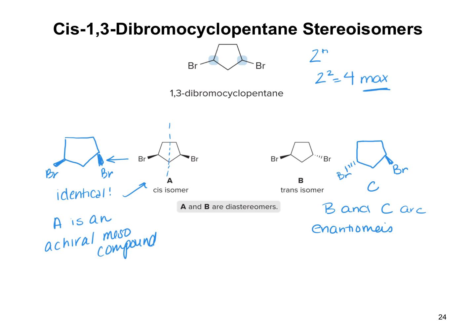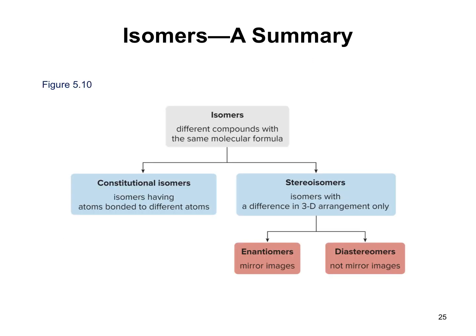So this ends our discussion of identifying stereoisomers and stereogenic centers and naming them. In the next screencast, we're going to talk about some properties of isomers. So I feel like it's really fitting to end on a summary of everything that we've learned. So isomers are different compounds with the same molecular formula, and you can have constitutional isomers, right? And these are isomers having atoms bonded to different atoms. So we can have different functional groups. And then you can have stereoisomers. These are isomers with a difference in 3D arrangement only.